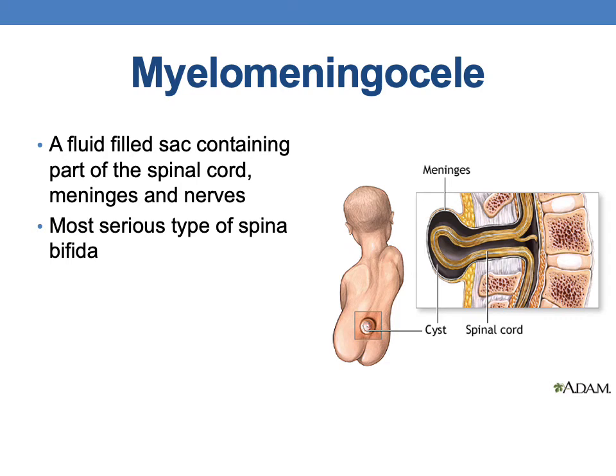Myelomeningeal spina bifida is a fluid-filled sac containing part of the spinal cord, meninges, and nerves. It is the most serious type of spina bifida. It is typically treated surgically immediately after birth. I have even read some research experiments where surgeons are correcting this condition in utero.